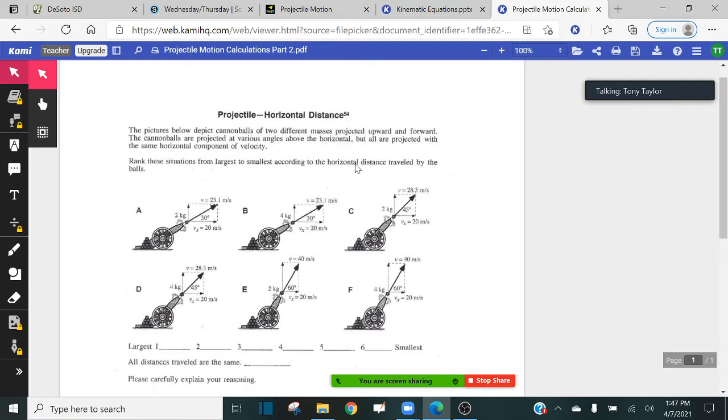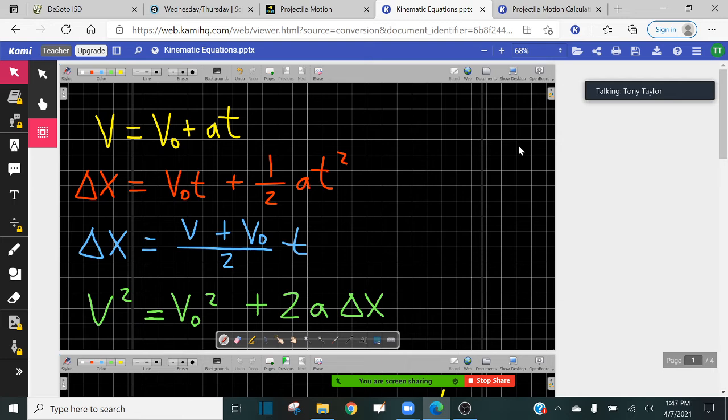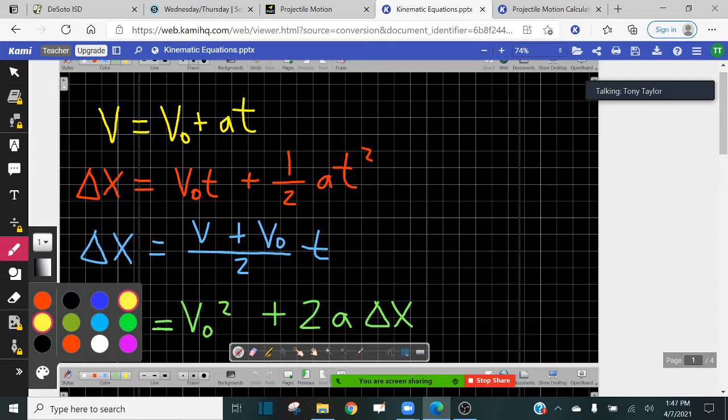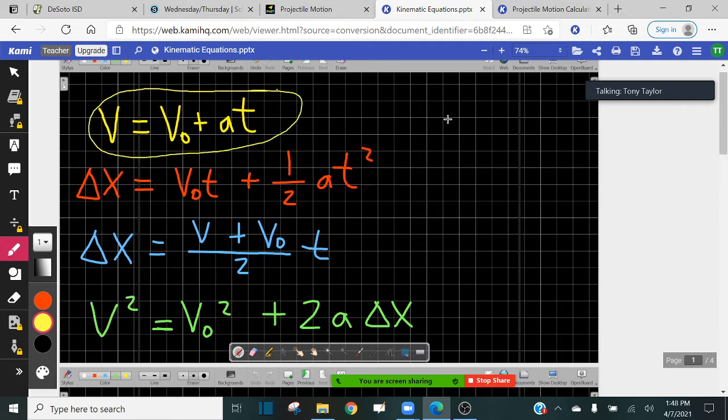In order to solve these problems, you guys are going to need to use your kinematic equations. And you guys remember this, the four major kinematic equations. However, today, we're not going to use all four of these equations. In fact, we're only going to use two of them. We're going to use this equation here in yellow. So that's one of the equations we're going to use. It says the final velocity is equal to the initial velocity plus acceleration multiplied by time.